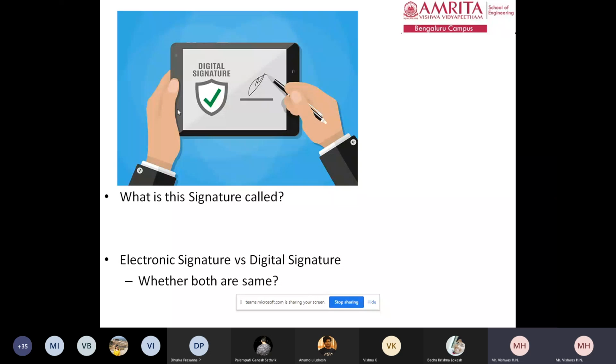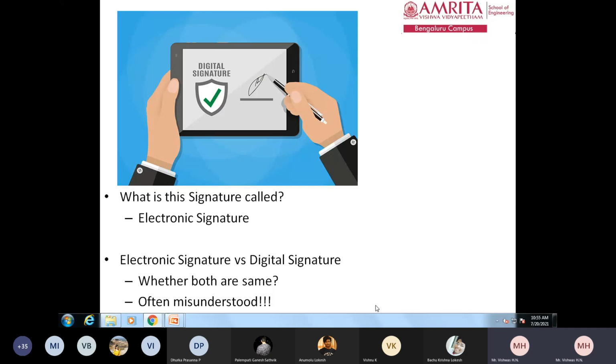Most of the time we end up doing electronic signatures. When we sign reports online, all those are electronic signatures. They are not digital signatures. Please know the difference. They are not the same. So what is the signature called which is shown in the diagram? It is an electronic signature, not a digital signature. Basically, these two are misunderstood.